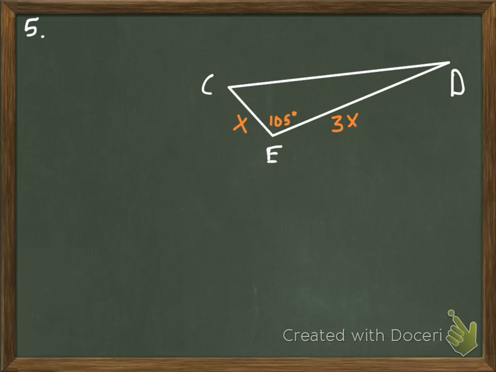Well, 105 degrees creates an obtuse angle. You can only have one obtuse angle in a triangle. If there's only one obtuse angle, that's the greatest angle, which means the side across from it has to be the greatest side. So we're going to do this a little bit differently. We know that E then is the biggest angle. We're going to write that last because it asks us to order from smallest to largest.